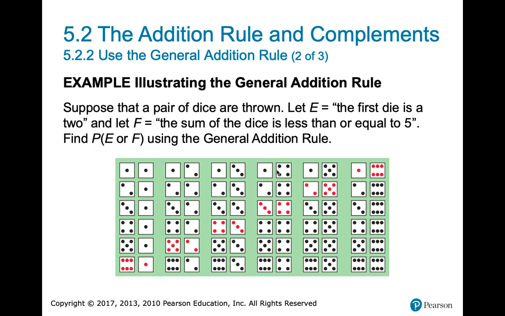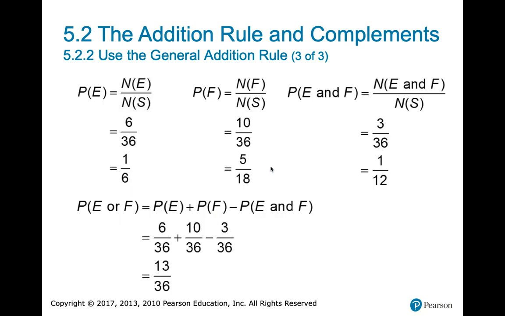But only 4 of them, this one, this one, this one, and this, nope, only 3 of them have 2 as our first die. So if I would just, following the addition rule, I would take 6 outcomes whose first die is 2, and I would take 10 outcomes where my sum is less than or equal to 5, but then I would subtract the overlap. So let's see what that looks like.